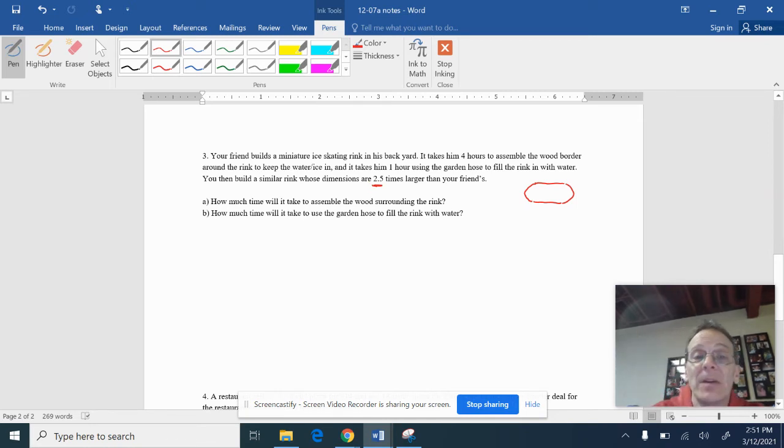Okay. Again, dimensions is a length measure. So this is a length ratio. Any length of your skating rink over a corresponding length of your friend's skating rink is going to be 2.5 to 1. So how much time is it going to take you to assemble the wood surrounding your hockey rink?